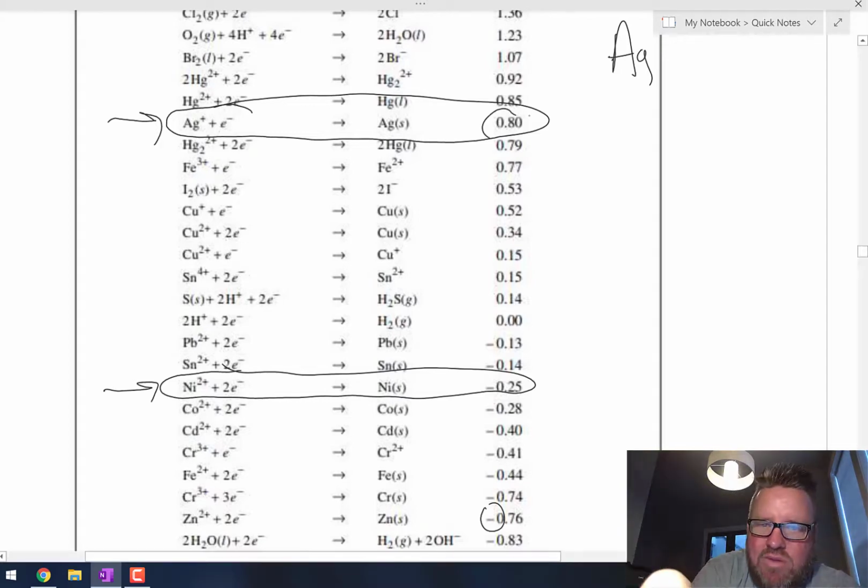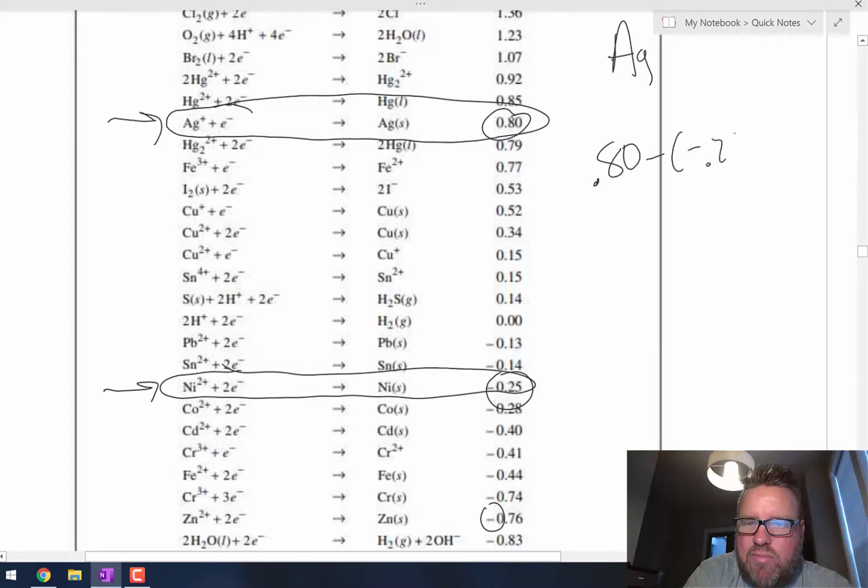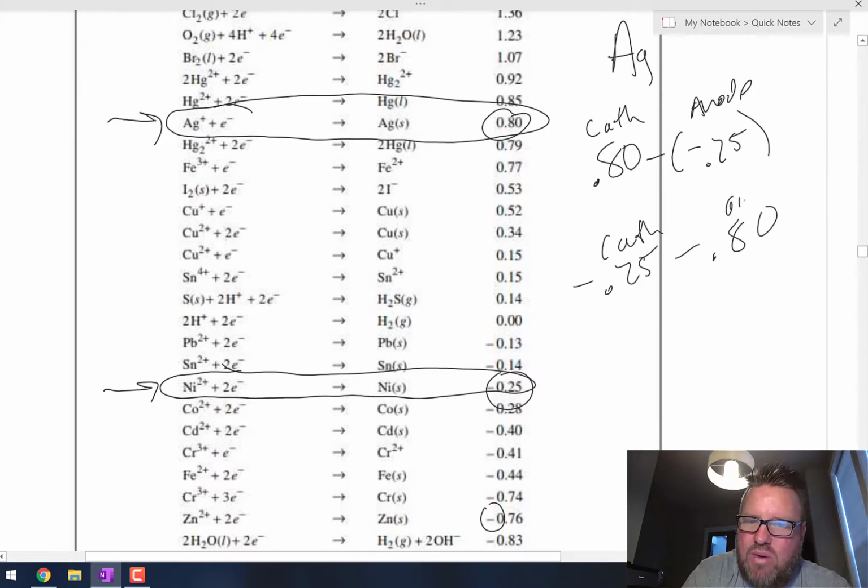If they give you the cell potentials, just think, I can take 0.80 and subtract negative 0.25, and that again would be cathode minus anode, or I can take negative 0.25 and subtract 0.80. And again, then that would be the cathode, that would be the anode. Okay? Which one of those two gives you a positive answer? That's the only thing that matters.